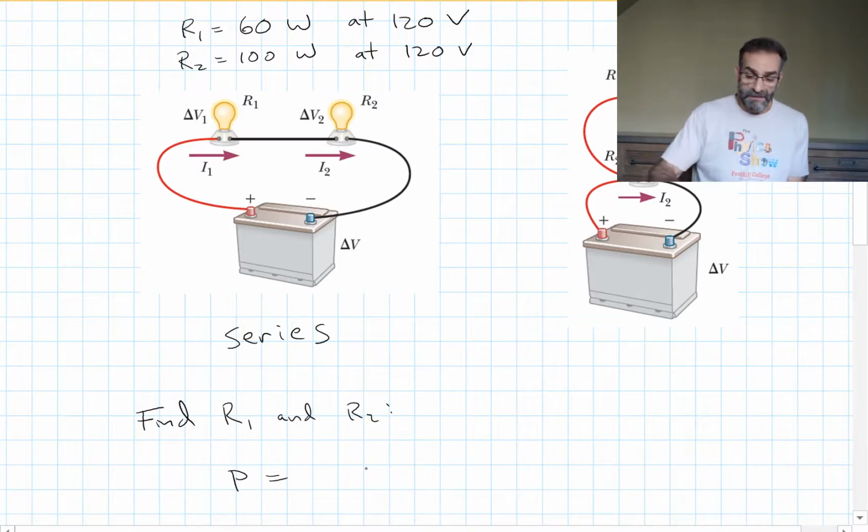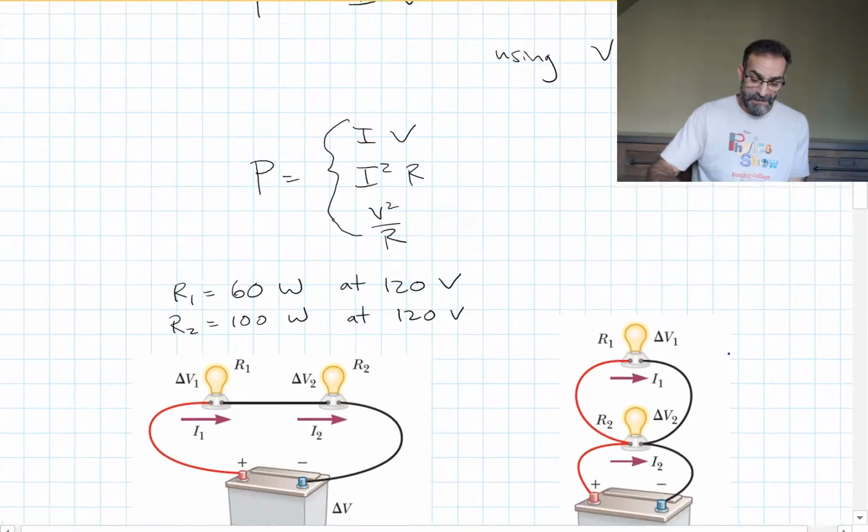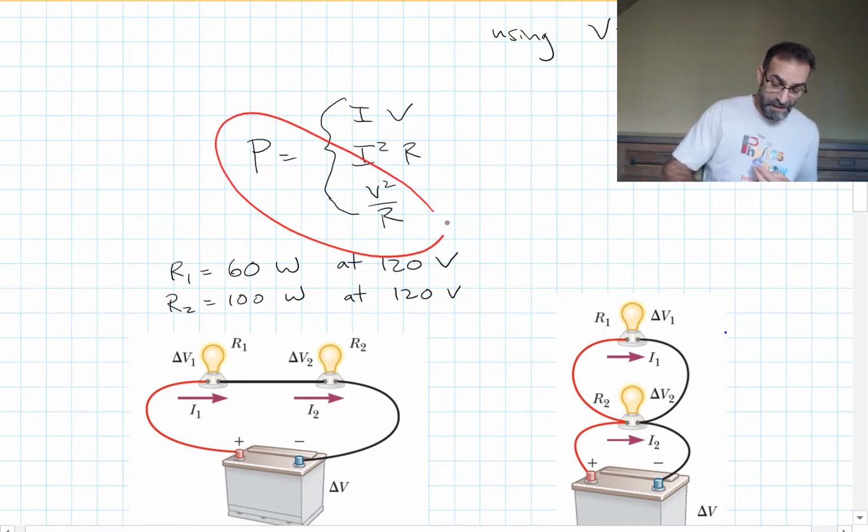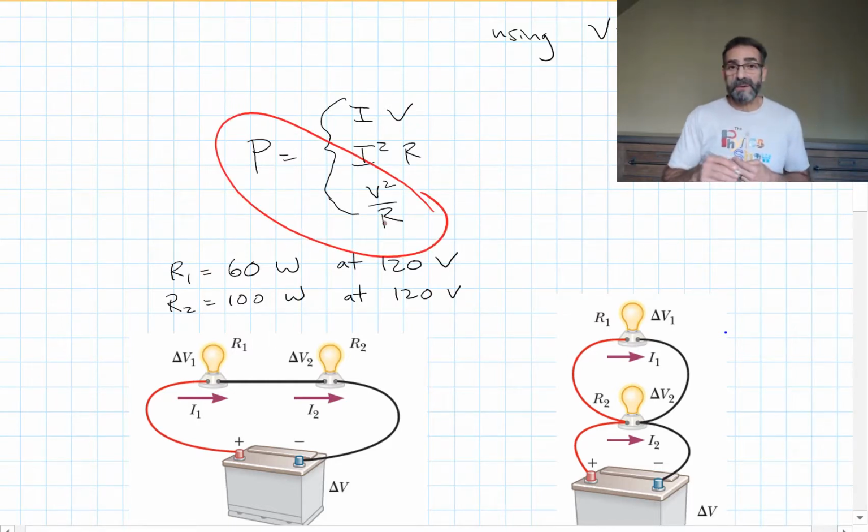We have three different forms of our equation for power. Power equals IV, power equals I squared R, or power equals V squared over R. So which one do we want to use to figure out the resistance of these light bulbs? We're given the power, and we're given the voltage across the light bulb. So we want to use power equals V squared over R, and we can immediately solve for the resistance of each light bulb.